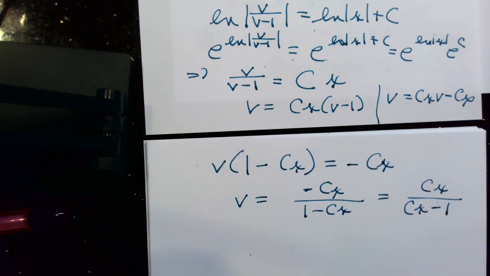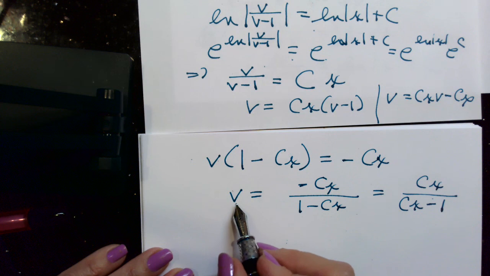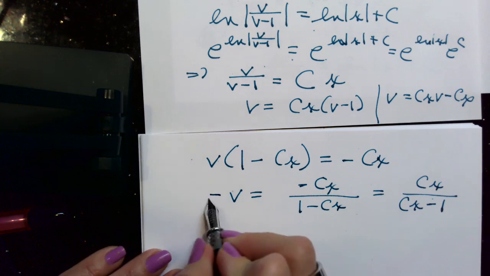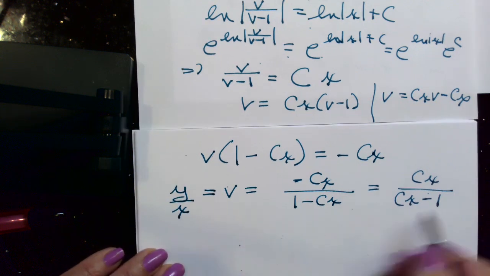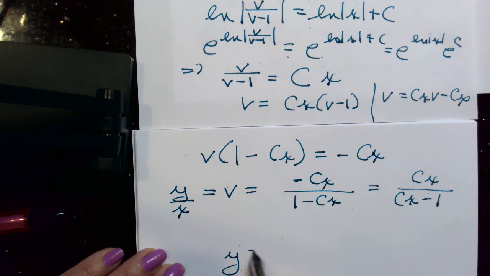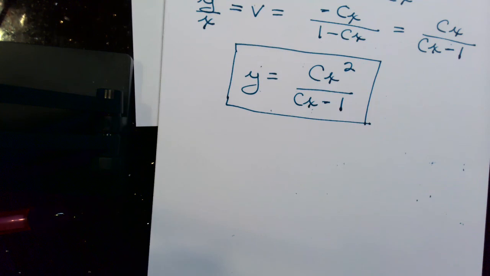But we are still not done because we started with y, we want to end with y. And v was equal to y over x. So this equals y over x. So in order to solve for y, I have to multiply through by x. So this is minus cx squared over cx minus 1. And there is our solution to that homogeneous problem. Okay.